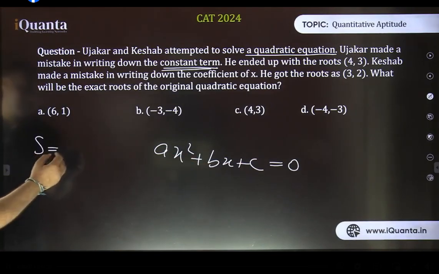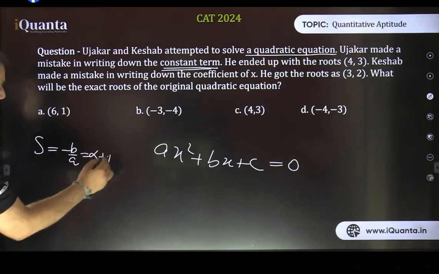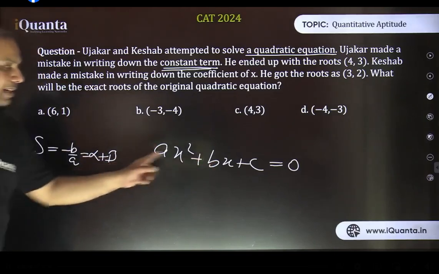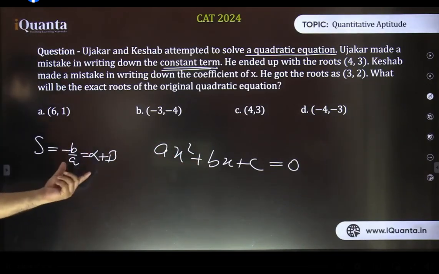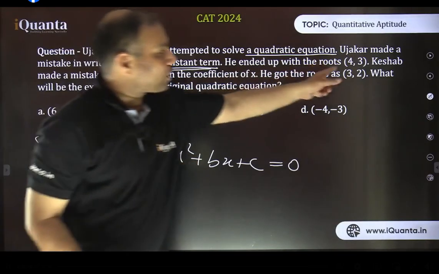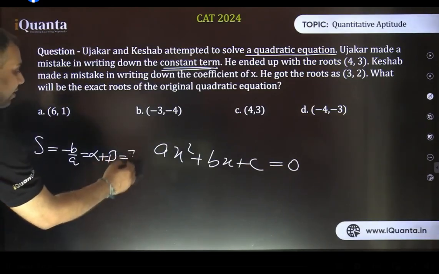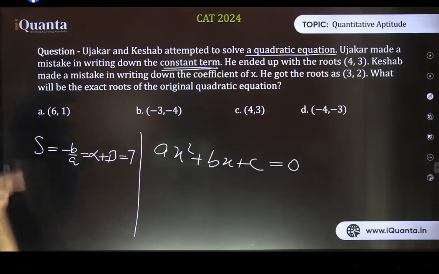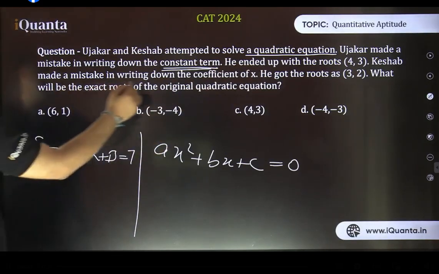So sum of the roots is minus b by a. Sum of the roots alpha plus beta. So he must have used the correct values of a and b, right? So sum of roots, whatever he has found is perfectly fine. So he ended up with the roots 4 and 3. That means sum of the roots actually must be 7 only. Yes or no? Right?